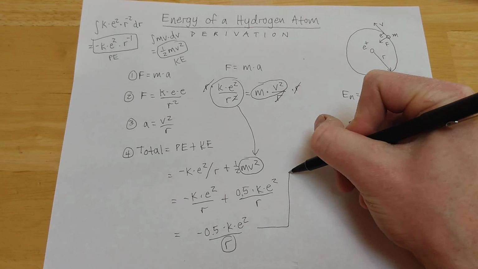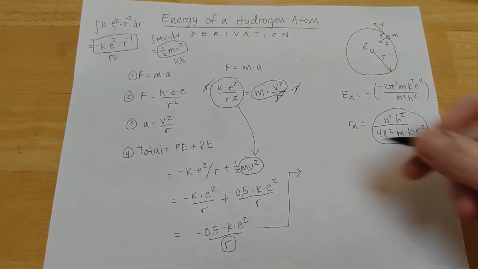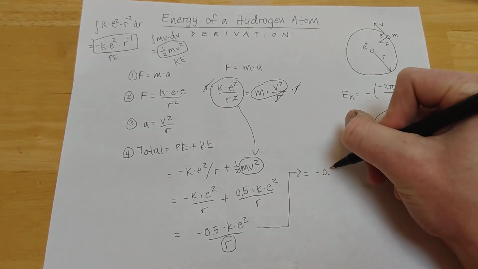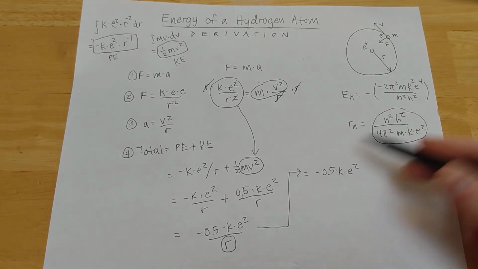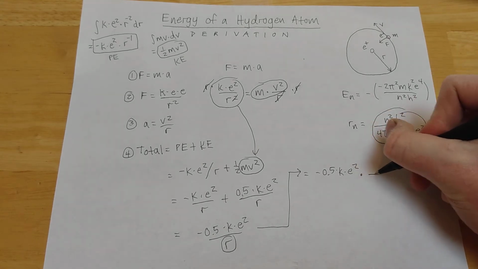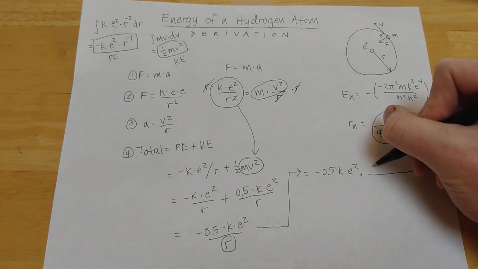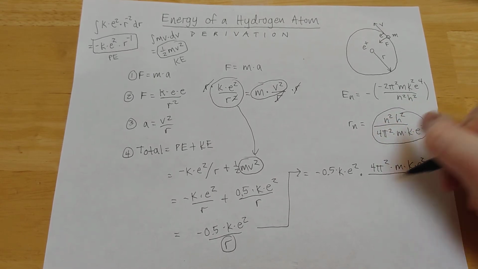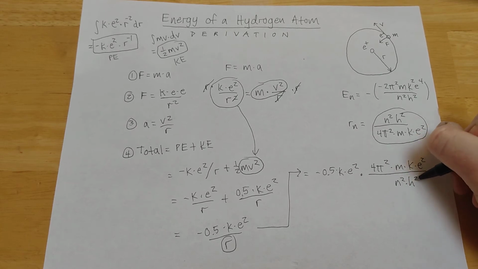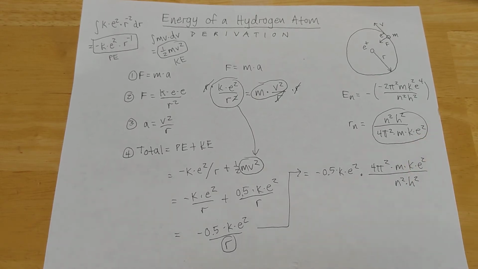So let's go ahead and come up this way, starting off with what we just had. If we divide by this fraction, we know it's the same thing as just multiplying by its reciprocal. So we'll go ahead and flip that: 4 pi squared m k e squared over n squared h squared. And hopefully at this point you're starting to see that we're making significant progress, because we're very close to deriving the energy formula at this point, with n squared h squared in the denominator and so on.